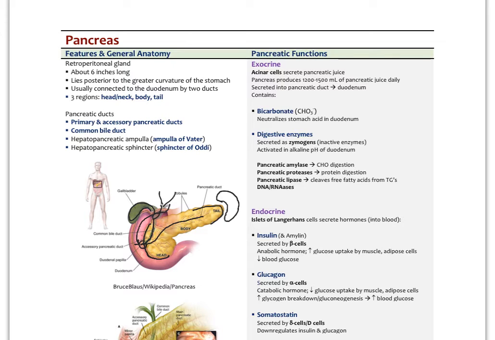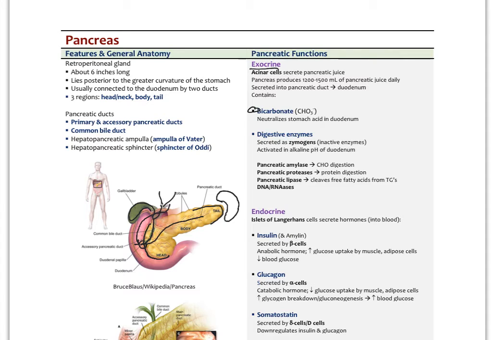The pancreas, in terms of functions, really is a double-fold organ. It has an exocrine part. Remember, exocrine organs are secreting to a mucosal surface, and the exocrine pancreas consists of what are called acinar cells, and they secrete the pancreatic juice. Pancreas produces about 1,200 to 1,500 milliliters of pancreatic juice a day, and it's secreted into the duct, which then goes into the duodenum. And that juice contains, number one, bicarbonate, which is important.